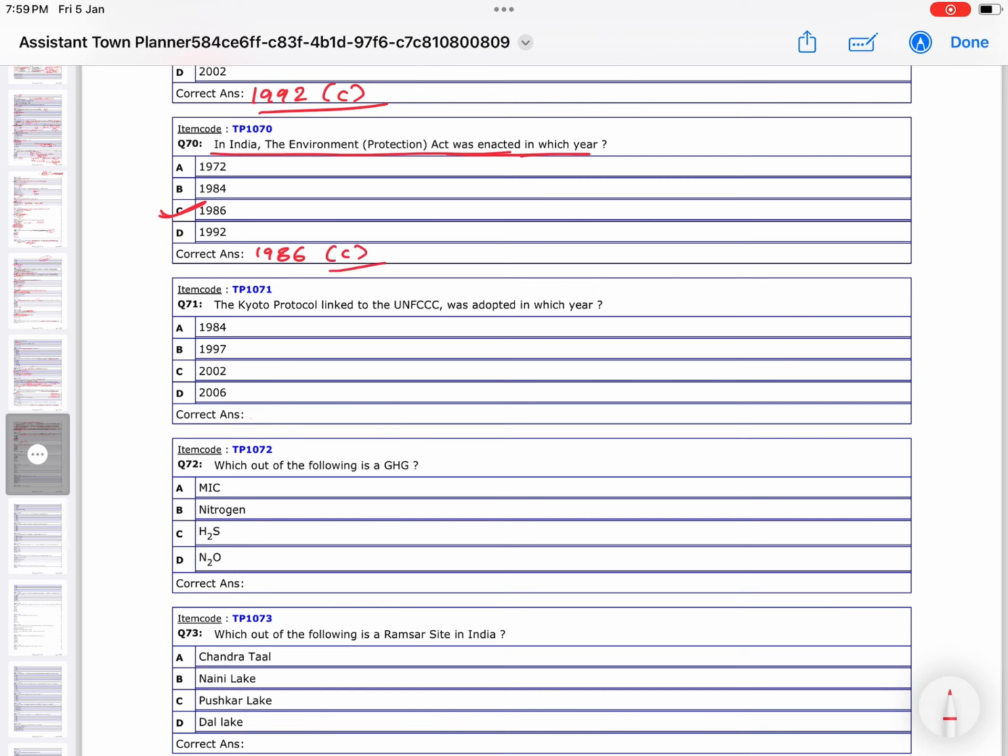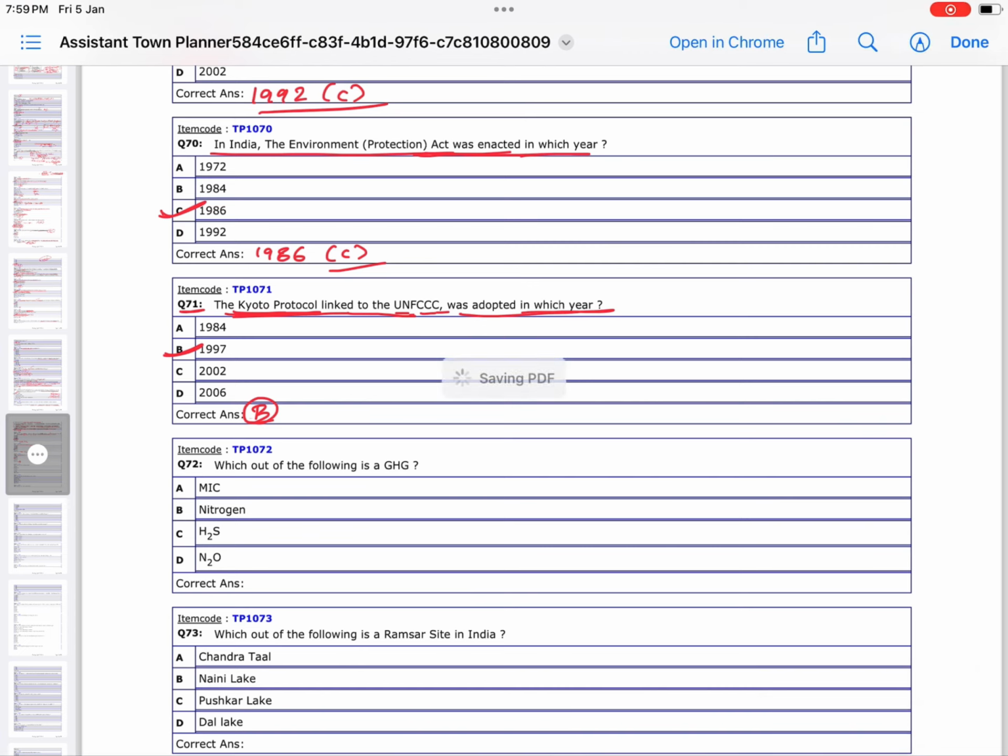Now coming to question number 71. The Kyoto Protocol linked to UNFCCC was adopted in which year? The Kyoto Protocol is a very famous one, and as I remember, it was in 1997. Okay, so B is the correct answer. Here you will just gain marks by remembering all of the years of the act, the protocol, or Agenda 21 when it was formulated.